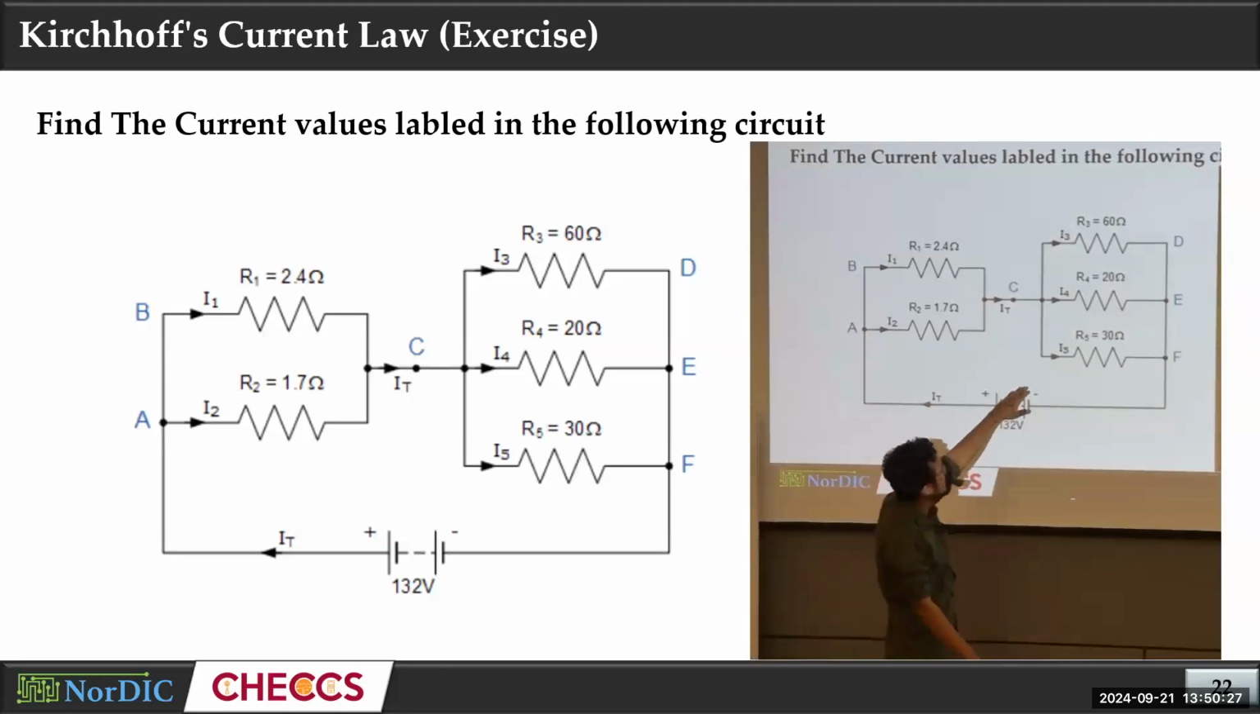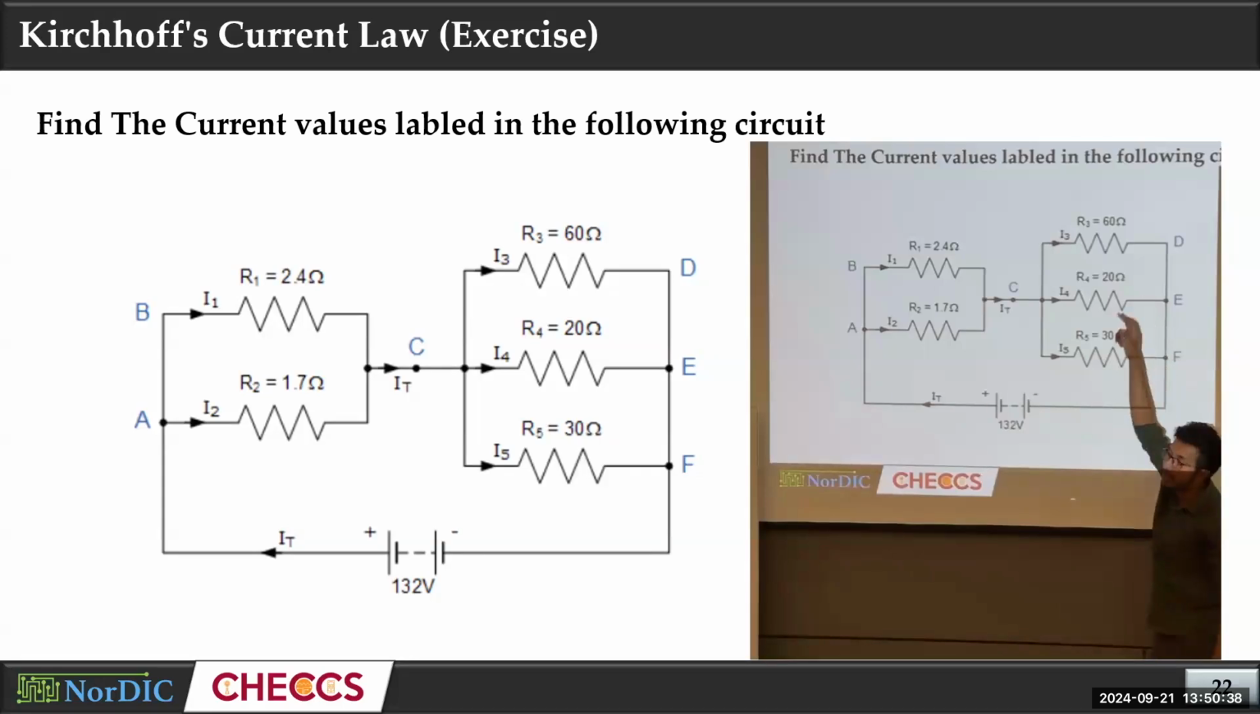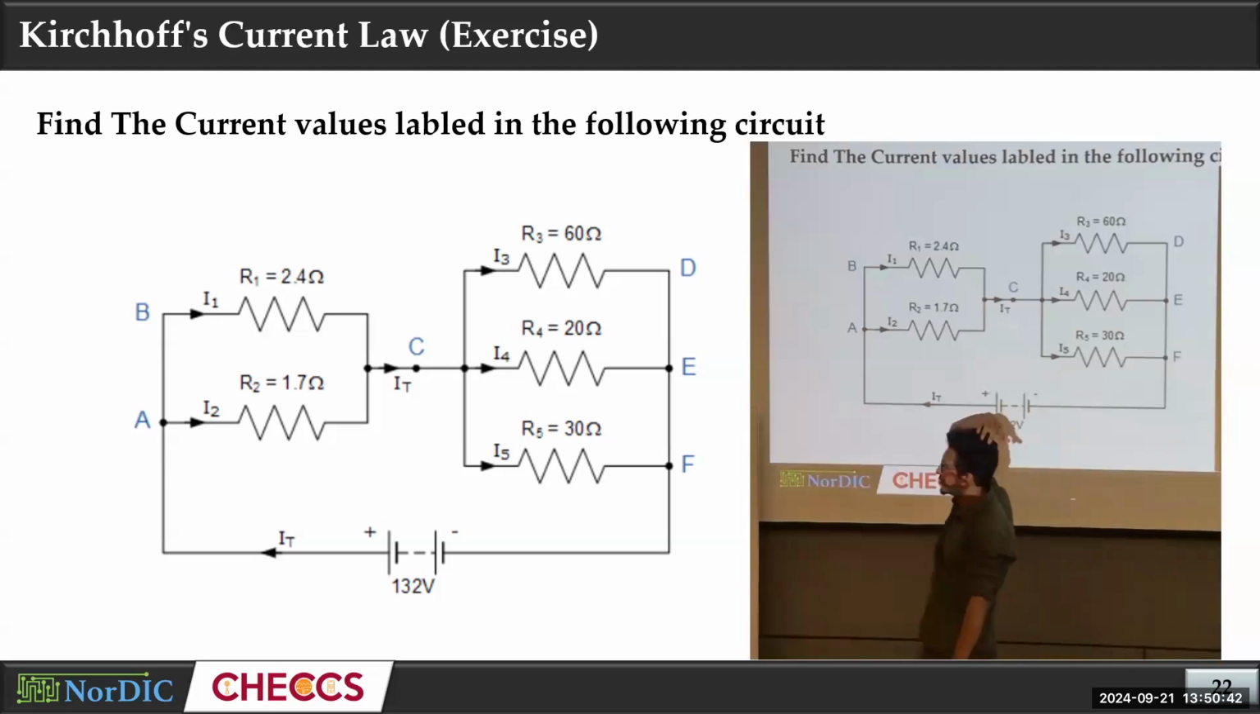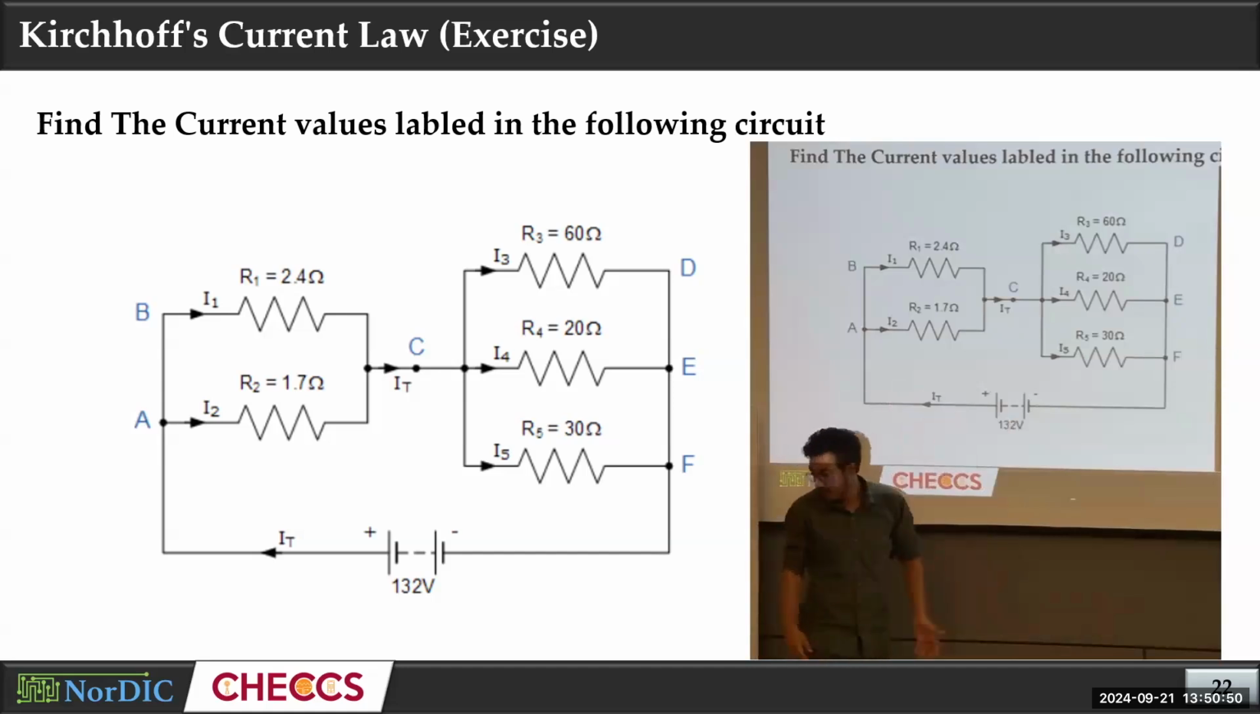Then what is the equivalent resistance of this assembly? 1 by 60 plus 1 by 20 plus 1 by 30. It's going to be 1 plus 3 plus 2, which is going to be 10. So this assembly will have an equivalent resistance of 10 ohms. And this will have something like, I don't know, about 1.995. 1 point something.